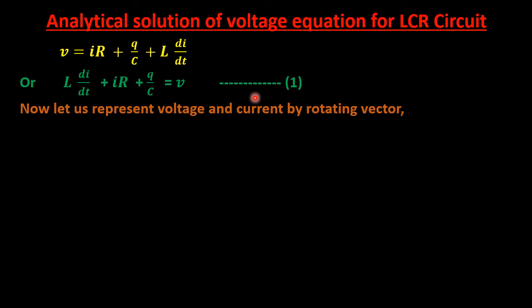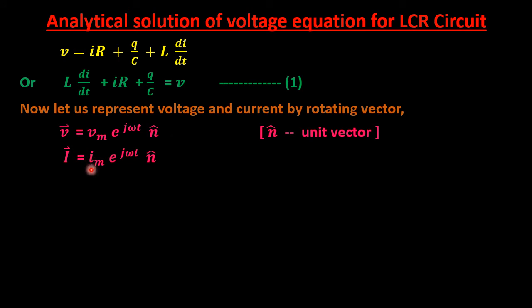Now let us represent the voltage and current by rotating vector. So vector V equals Vm e to the power j omega t n cap, where n cap is the unit vector. Similarly, current vector I equals Im e to the power j omega t n cap. And we also know that current equals charge by time. So rearranging, charge Q equals integration of I dt.